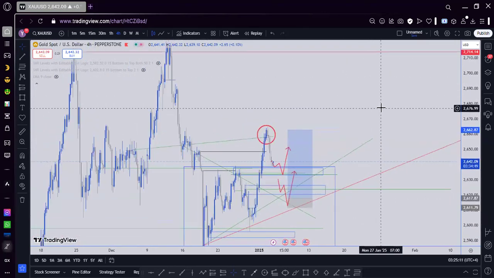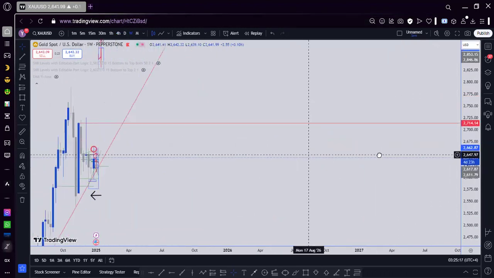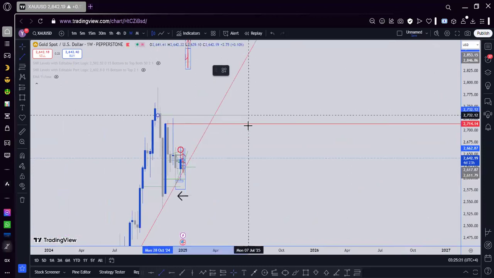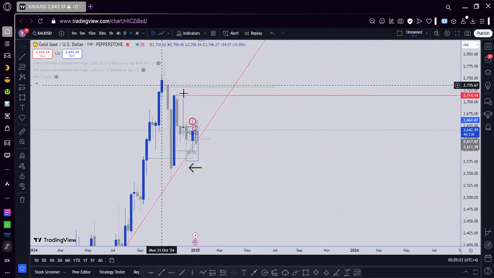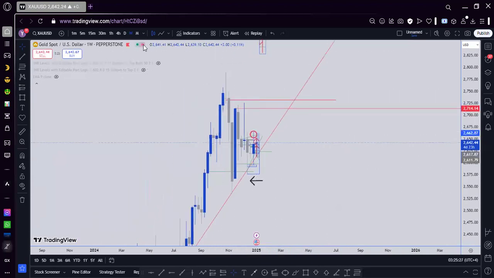So this was today's video, and it will end where? It will end simply on the fresh weekly level. For example, this fresh weekly level. All right, very simple. This fresh weekly level. Always keep it simple.